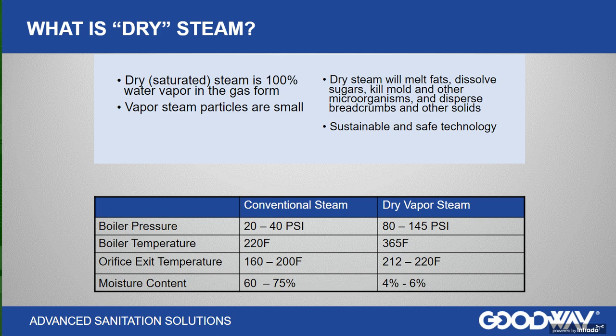Vapor steam particles are tiny. They're very small, less than a thousandth of a micron, which allows them to penetrate into really tight cracks and crevices, as well as things like micropores on stainless steels and plastics.